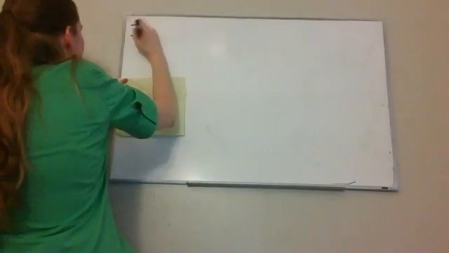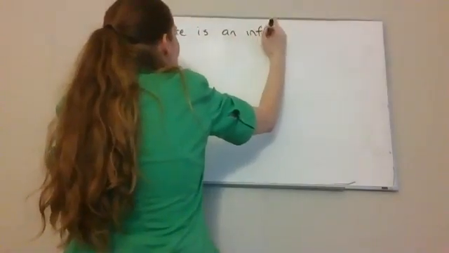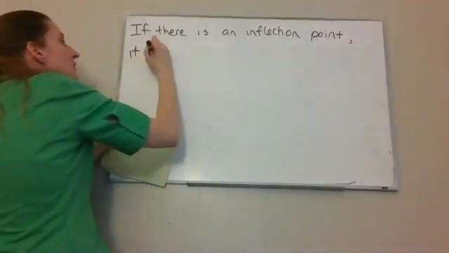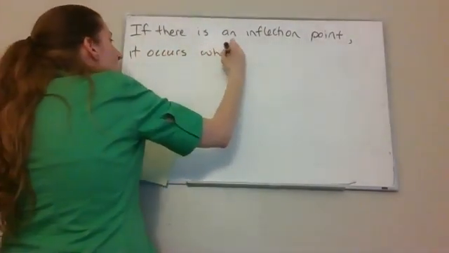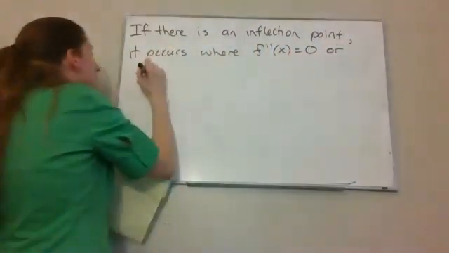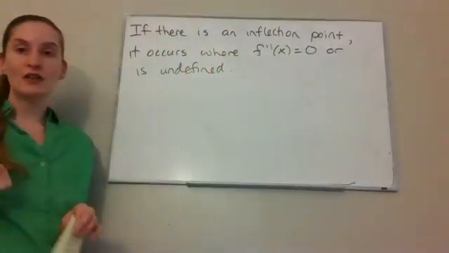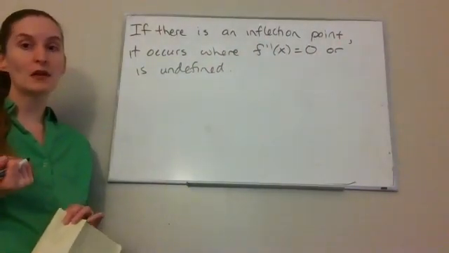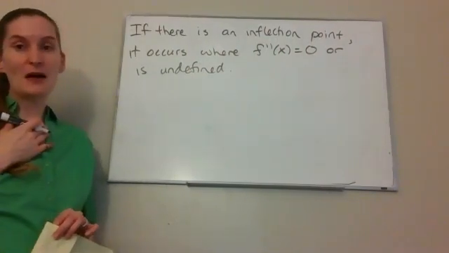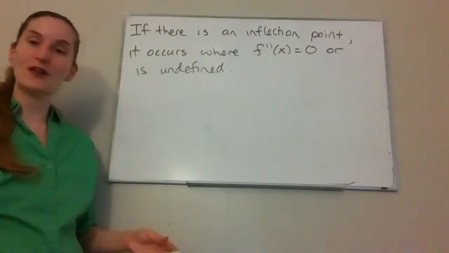Now, if there is an inflection point, it occurs where our second derivative equals 0 or is undefined. So when you're trying to find your concavity, you should find where your second derivative is 0 or where it's undefined first, and then check using the number line. I didn't bother checking where it's undefined on the last example because we had a polynomial, so it was defined everywhere.